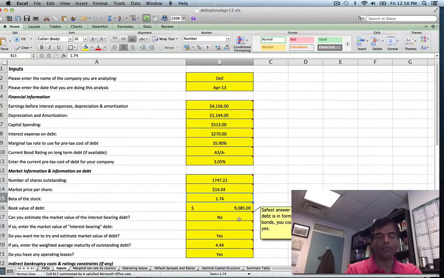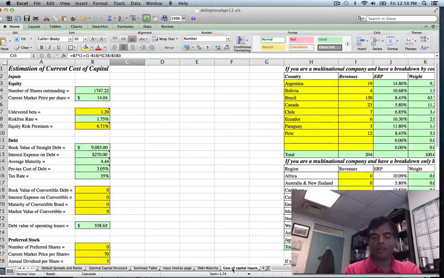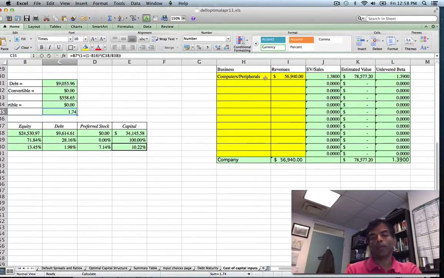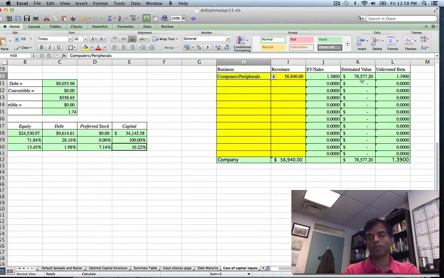Then I want a beta for the stock. If I'm on Yahoo Finance, there's a beta right there, right? But that's a regression beta. If you're desperate, use that number. But if you've done this analysis after you've done a bottom-up beta for your company, there should be a way in which you can get a much better estimate of your beta, and that would be a bottom-up beta. In the case of Dell, it's in only one business, computer peripherals, so I use the bottom-up beta.